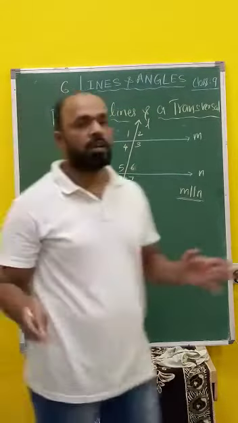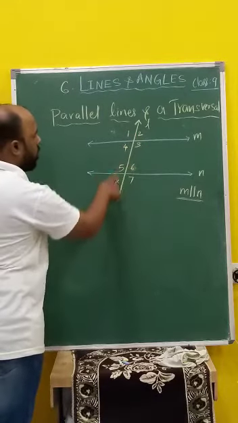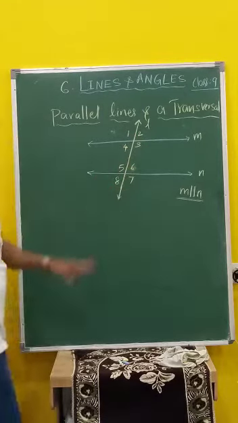The pairs of angles that are equal are, first, pairs of corresponding angles, and pairs of alternate angles. That we have to show now. First, corresponding angles we know. What are the corresponding angles? 1 and 5, 2 and 6, and next 4 and 8 and 3 and 7. That we know.